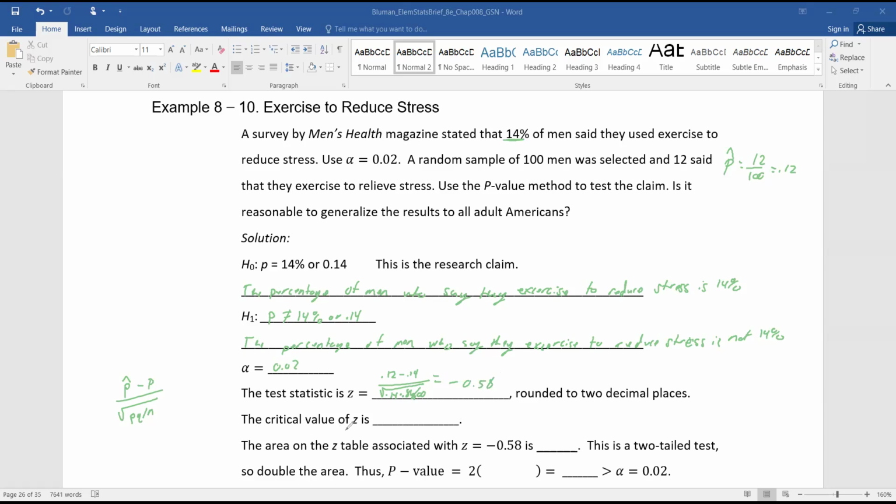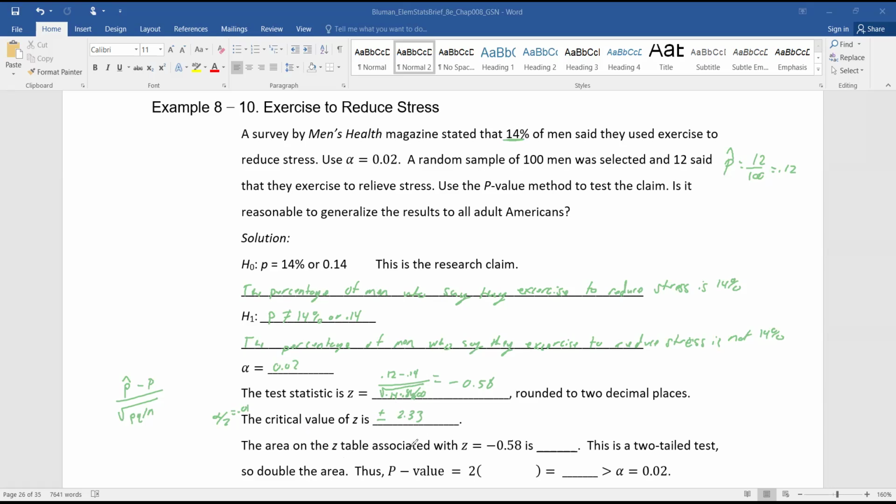The critical value for Z, remember, I need to go to alpha divided by 2, so I need 0.01. When I look at that, that gives me the plus or minus 2.33. Now, remember, on this situation here, I need the plus or minus because it's a two-tailed test, because it just needs to not be equal to it. So I can do less than that or greater than that.